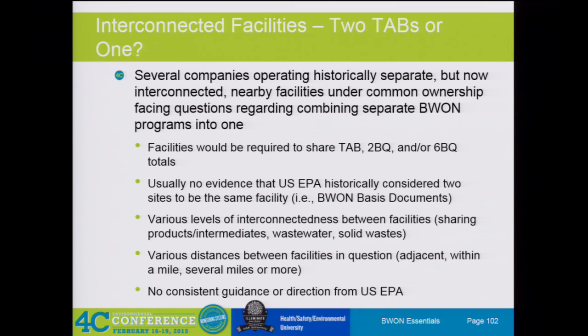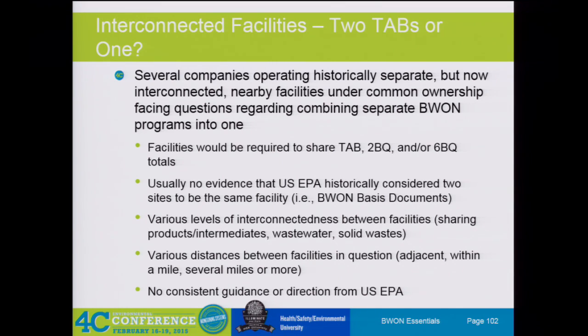Various levels of interconnectedness between the facilities. If you're sharing products and intermediates, you're sharing the tankage, that can all lead to those kind of questions. Wastewater treatment plants is a lot. You have a nearby facility, you might be sharing the sewer system. It's just easier from ease of construction. Probably been there that way for 100 years, but EPA is starting to look at it.